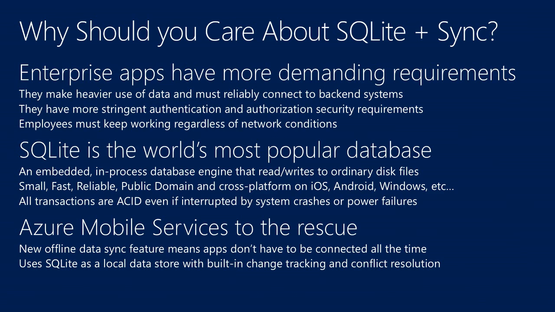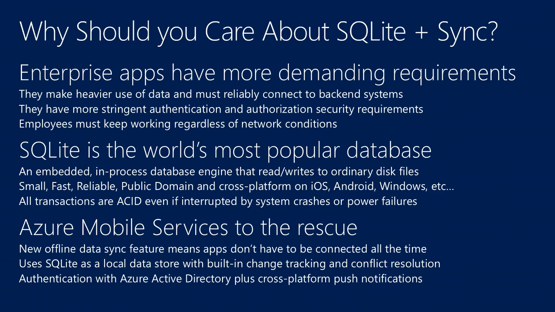We have row versioning built into the tables that go up to the cloud in Azure as well as in SQLite, and they can tell if those changes have been made, and then they can interactively allow you to choose who wins. Does the server win? Does the client win? Or you can programmatically decide that. And then, like I said before, authenticate with Azure Active Directory. That's the gold standard. And then cross-platform push notifications.